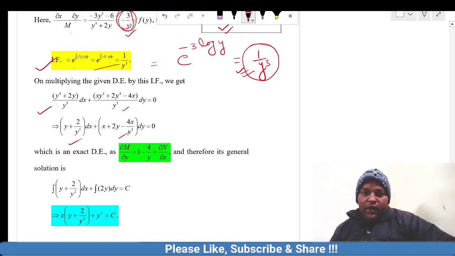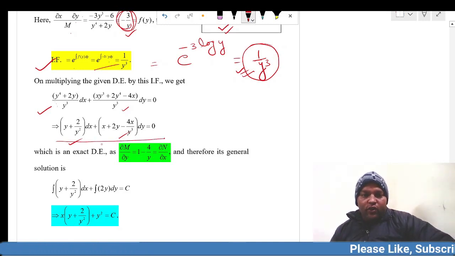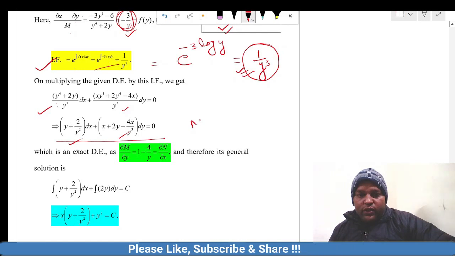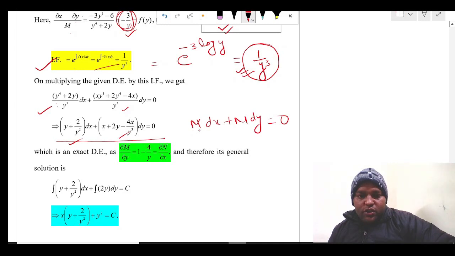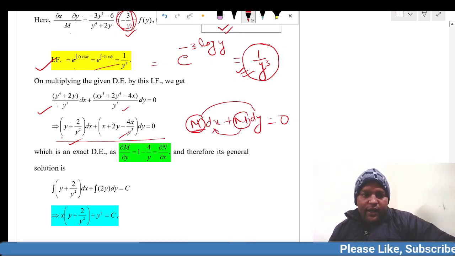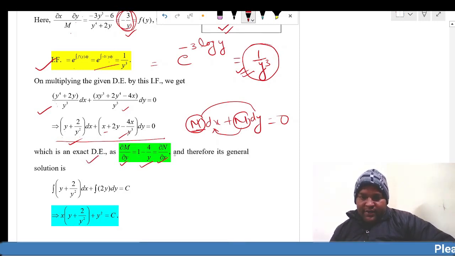This form is obtained. Here, to verify whether it is exact or not, we have to compare this form with the standard form, m dx plus n dy is equal to 0, and we have to find del m over del y and del n over del x. Del m over del y is obtained as 1 minus 4 over y, and del n over del x is 1 minus 4 over y. Since both the partial derivatives are same, it means that the given equation is an exact differential equation.